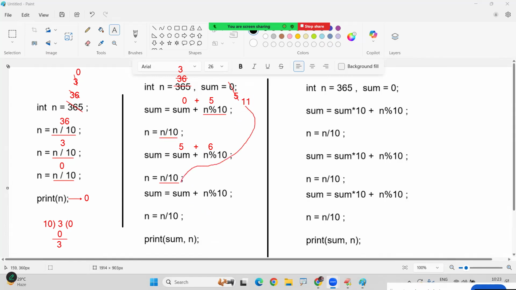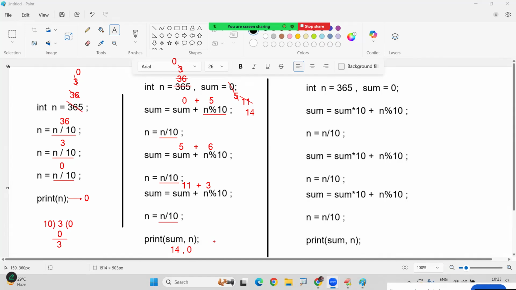Now the sum value is 11. 11 plus, in 3, what is the last digit? 3 only. Look at this, 3 mod 10, last digit is 3. 11 plus 3, 14. So then n by 10 means that value finally becomes 0. So here the sum value is 14 and the n value becomes 0.